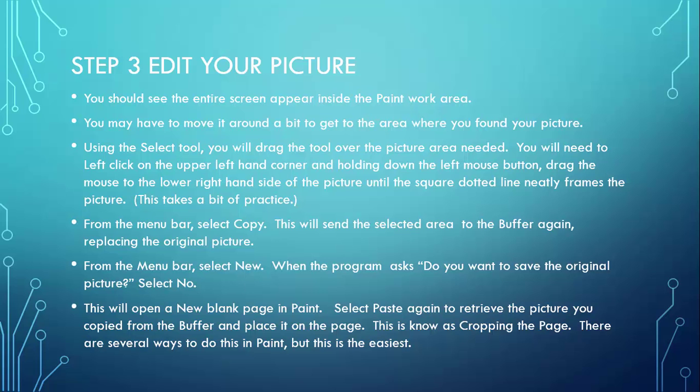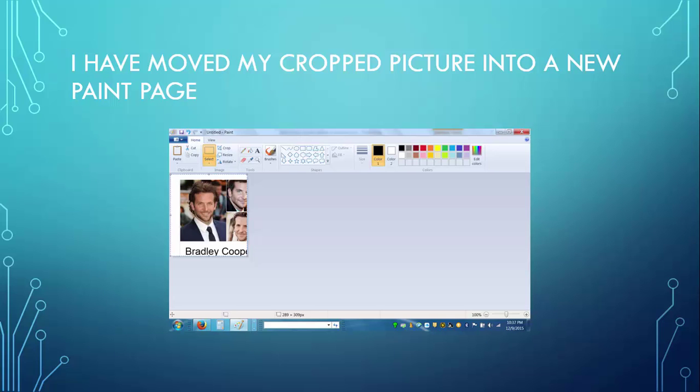I'm going to start a new program. When it says, do you want to save the original file? You say no, because we're going to need a new blank page. So we're going to open up a blank page in Paint, select Paste again to retrieve the little picture I have selected. This is known as cropping, and we're going to put that picture into the new white zone with the Paste button again. And you can see that I did a rough outline.